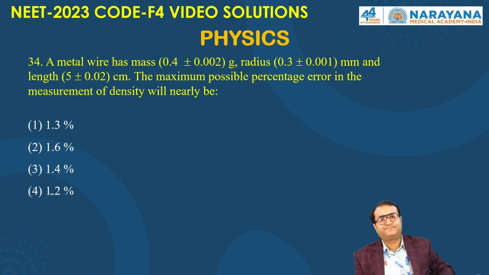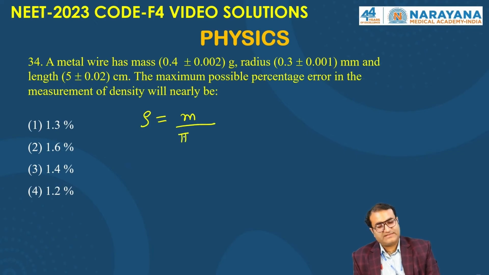Question number 34. Metal wire has mass 0.4 plus minus 0.02 gram. Radius is also given. Length is also given. You have to find maximum possible percentage error in the measurement of density. First of all, we should write the formula of density. Density is mass by volume. Volume is pi r square h.